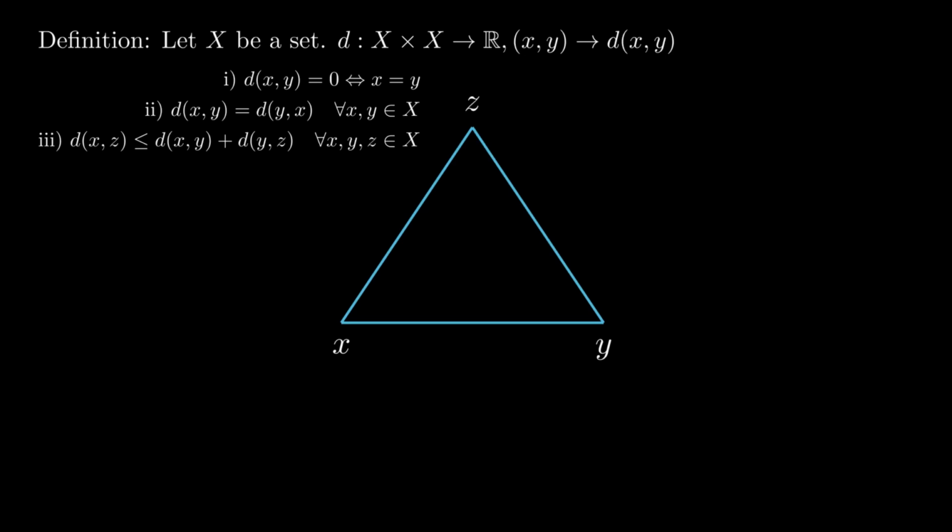Triangle inequality. For any three elements in X, say one element is called X, the other Y, and the third one Z. The distance from X to Z is always less than or equal to the sum of the distance from X to Y plus the distance from Y to Z. This property is called the triangle inequality and is illustrated in the following diagram.